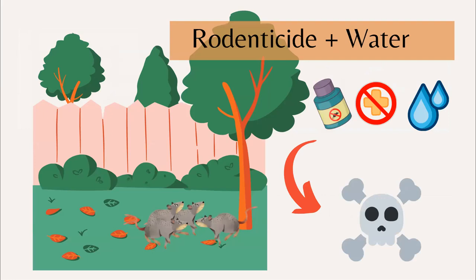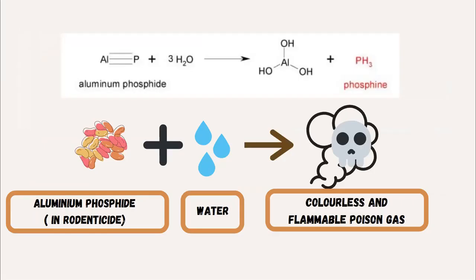Okay, so the other one is rodenticide and water. Rodenticide shouldn't be combined with water because in rodenticide there is a chemical named aluminum phosphide. This aluminum phosphide, if combined with water, will produce a poison gas, phosphine. It is colorless and flammable.